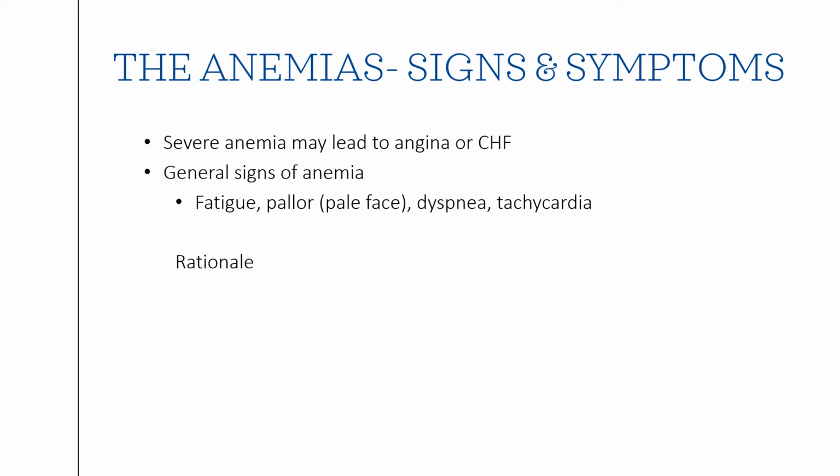Signs and symptoms that you could see, and remember this is just generally talking about anemia. This is not really just focusing on iron deficiency, but this is applicable to iron deficiency anemia. Severe anemia will lead to angina or heart failure. So if you think about that and you ask yourself, but why? With severe anemia, when you have an increase in myocardial oxygen demand, if you have a decreased oxygen carrying capacity in the blood, then the myocardium is not receiving enough oxygen.